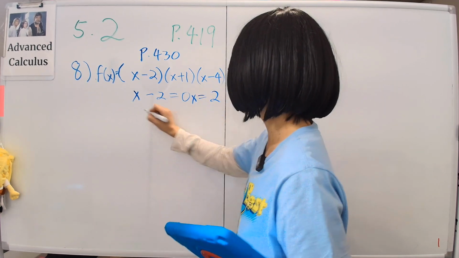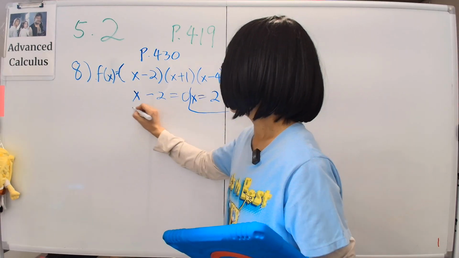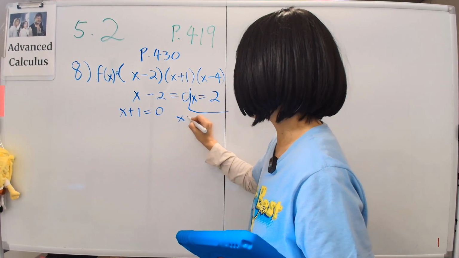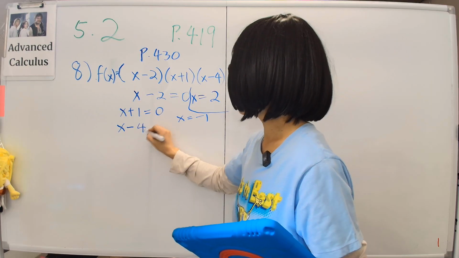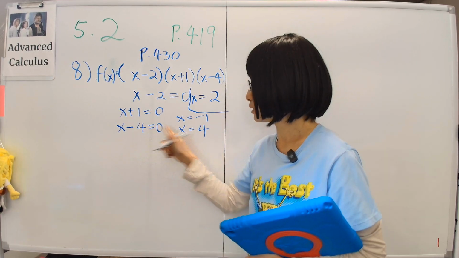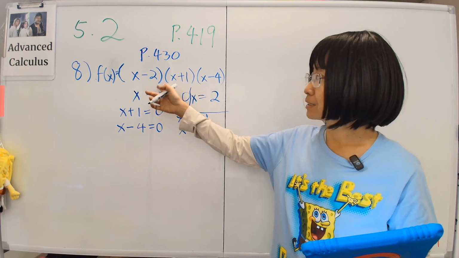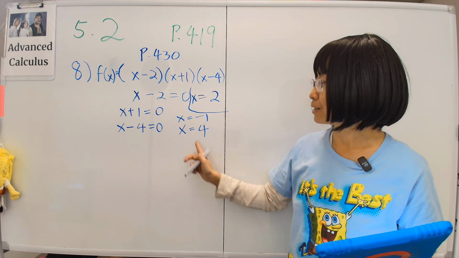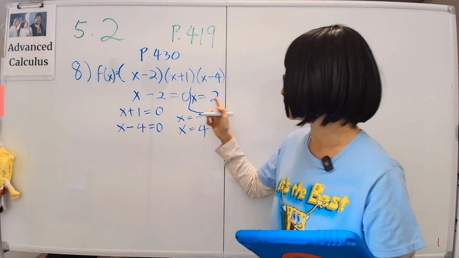So x equals 2. Next, x plus 1 has to be 0, which means x equals minus 1. And lastly, x minus 4 has to be equal to 0, and then x will be equal to positive 4. When you move the negative number across the equal sign, it becomes positive. So this particular polynomial crosses the x-axis at x equals 2, x equals minus 1, and x equals 4. So these are the x-intercepts.